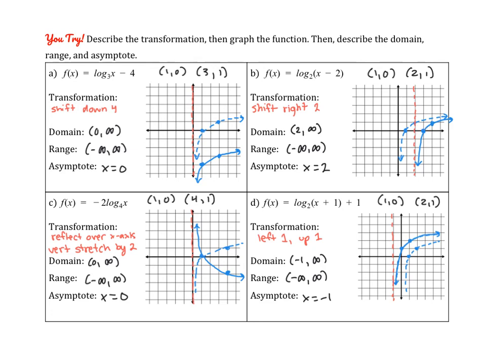For the third one, we have 2 transformations. We have a reflection over the x-axis and a vertical stretch by a factor of 2. So imagine we take this point, we double the y value, and then you reflect it. Or you could reflect it and then double it. So this point stays the same, but this point should be at 4, -2. And then the last one, we have two transformations again, left one, up one. So notice since we moved to the left one, our asymptote also shifted to the left one.